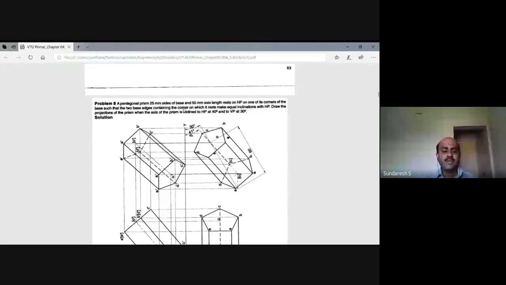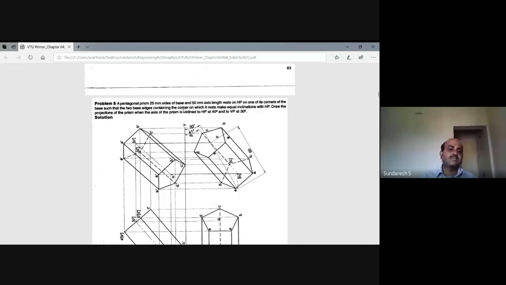When the axis of the prism is inclined to HP at 40 degrees and to VP at 30 degrees. So this is the problem on a pentagonal prism.